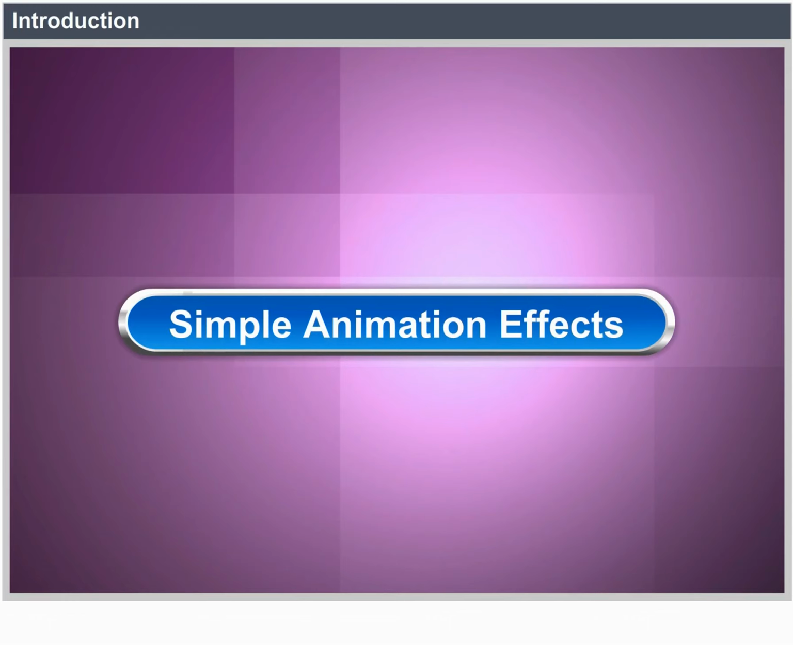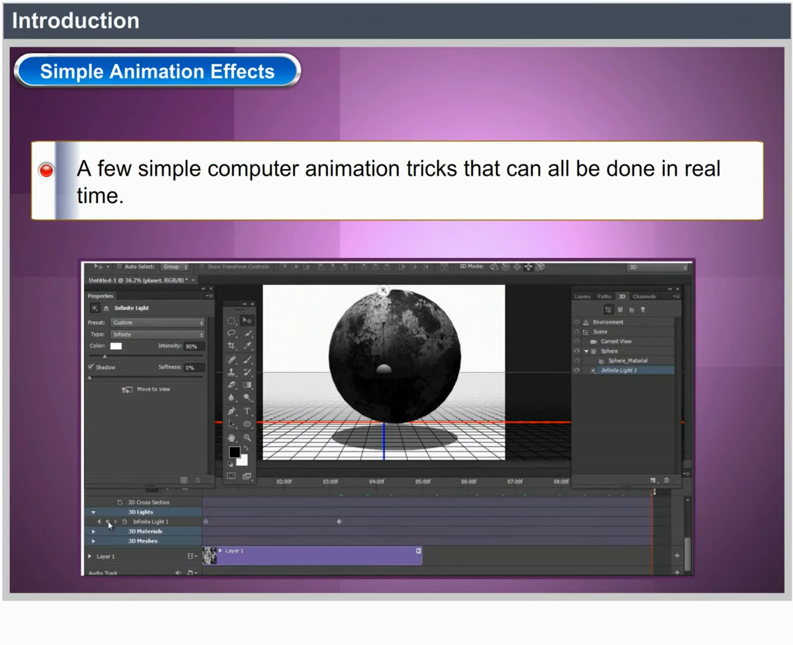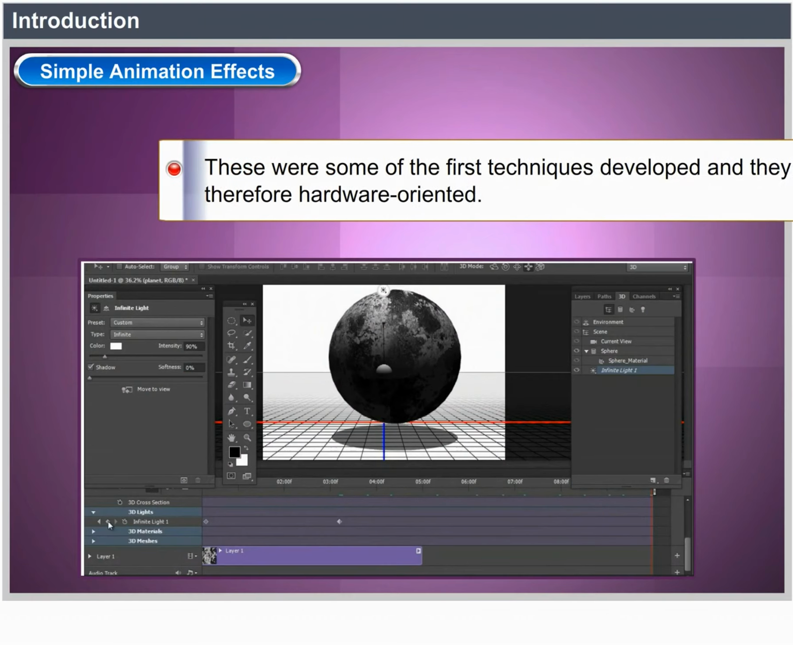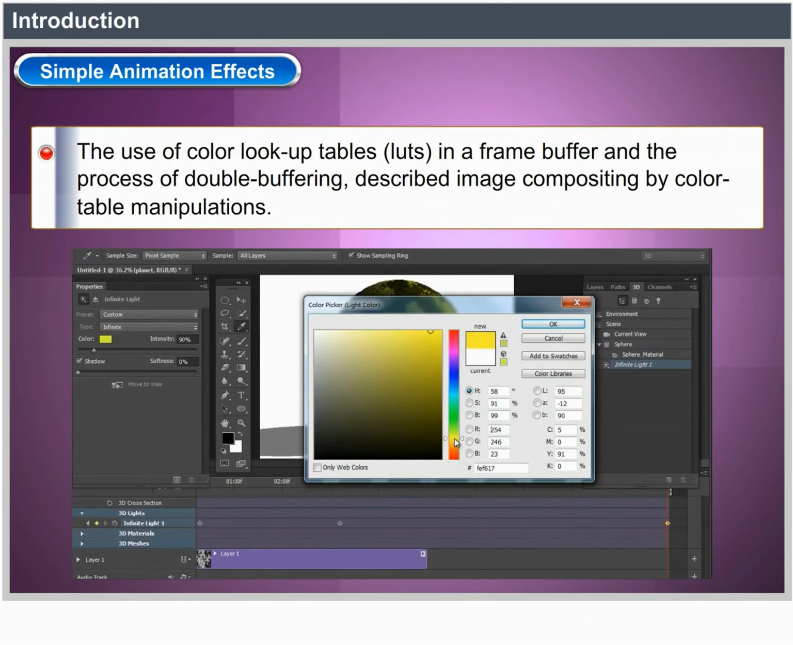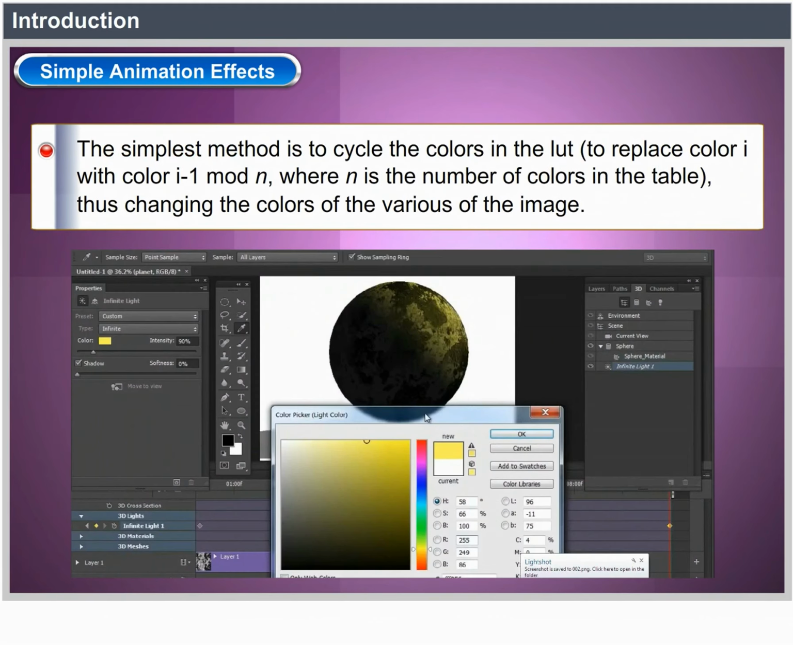Simple animation effects. A few simple computer animation tricks that can all be done in real time. These were some of the first techniques developed, and they are therefore hardware-oriented. The use of color lookup tables, LUTs, in a frame buffer, and the process of double buffering describe image compositing by color table manipulations. The simplest method is to cycle the colors in the LUT to replace color i with color i-1, mod n, where n is the number of colors in the table, thus changing the colors of the pixels of the image.